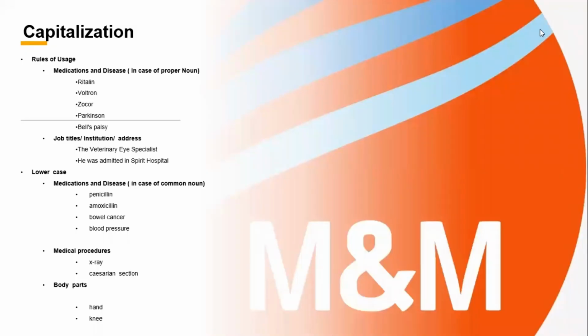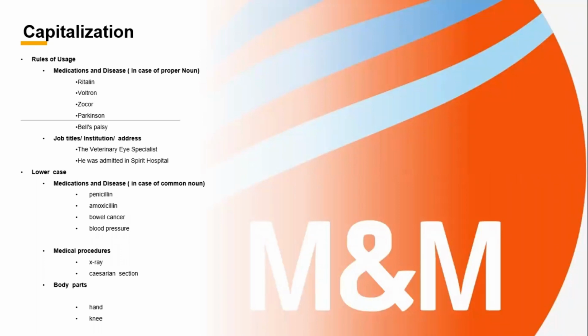Rule of capitalization. If we have a medication name and it's basically a brand name, we use a capital letter first, uppercase. And if we have the salt name, then we use lowercase letters. Similarly, when a disease is named after a scientist, such as Parkinson and Alzheimer, we use a capital letter for the first letter.